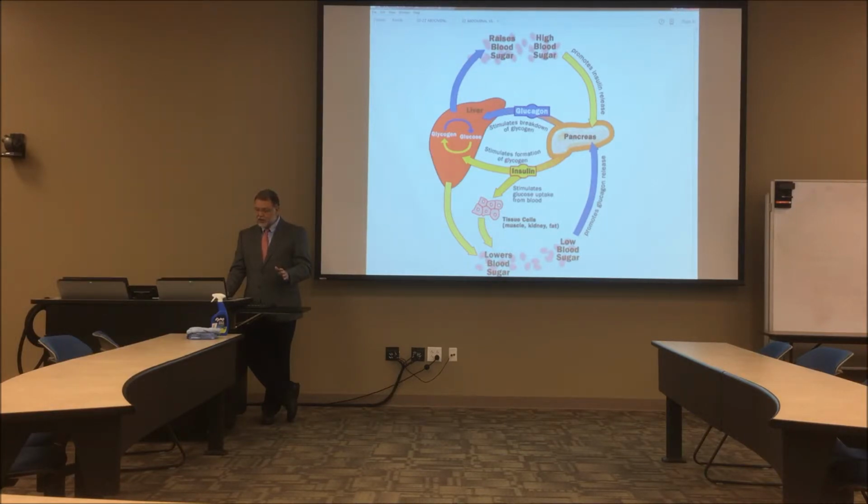If there's an increase of blood sugar, this is going to promote the release of insulin from the pancreas. Insulin goes into the liver and transforms this glucose into glycogen for storage, or stimulates uptake from blood. So it'll go into tissue cells like muscle or kidneys, and eventually that pattern will also lower blood sugar.